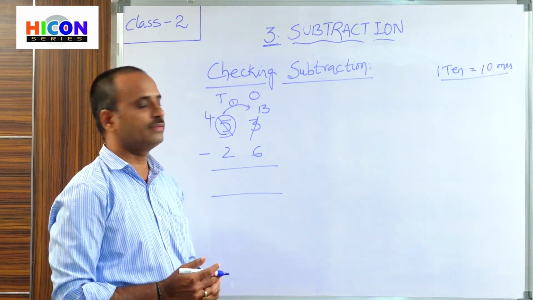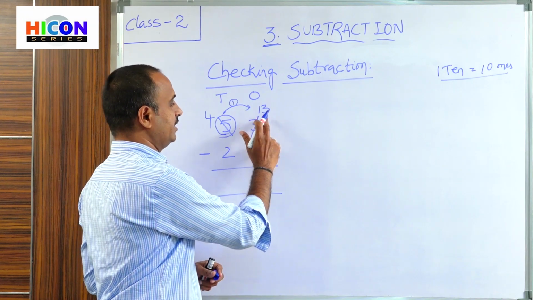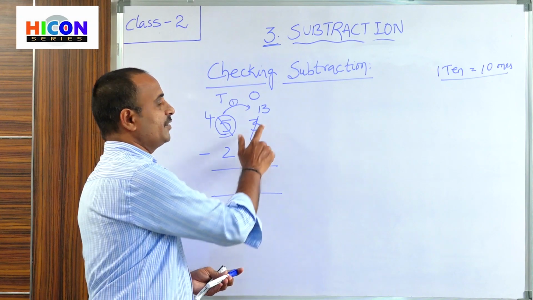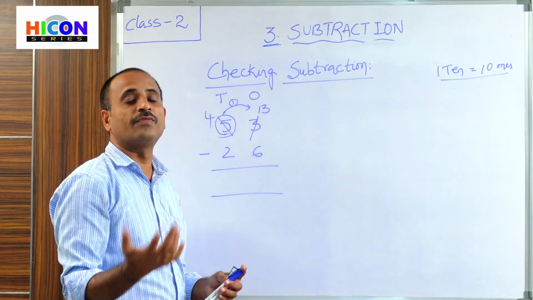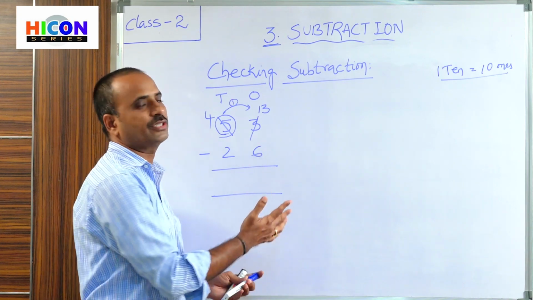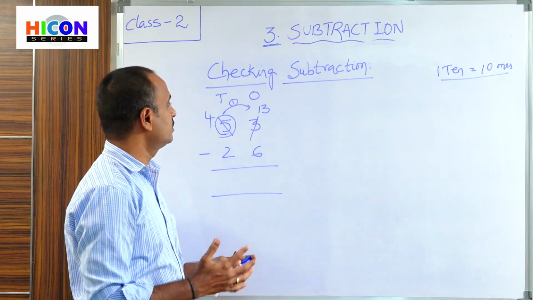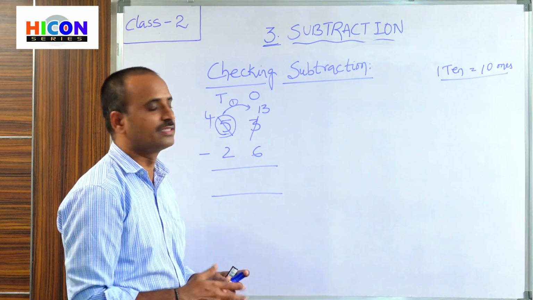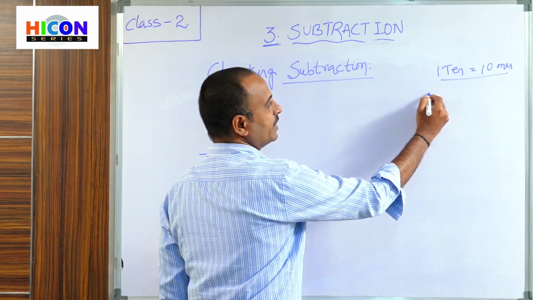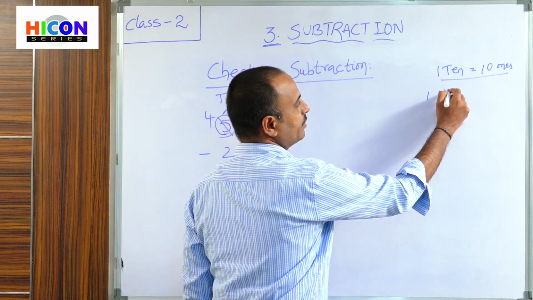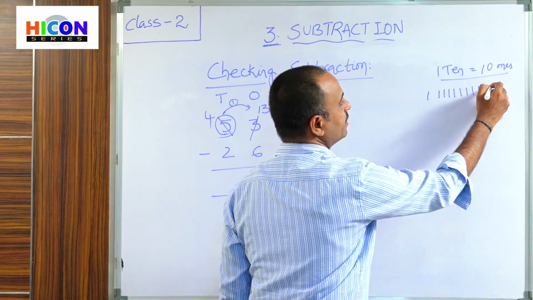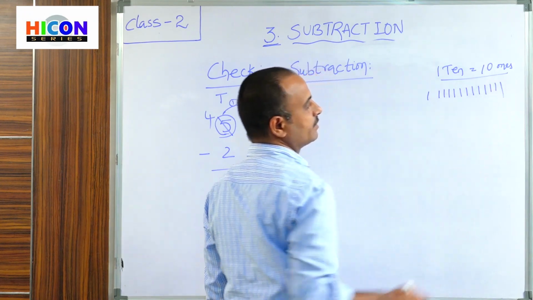Here the first number is 13 and the second number is 6. What is the first number? 13. Open 13 fingers of your hand, but we have only 10 fingers. We cannot do the subtraction on our fingers. So, just draw 13 lines on your rough work. It is 1, 2, 3, 4, 5, 6, 7, 8, 9, 10, 11, 12, 13.